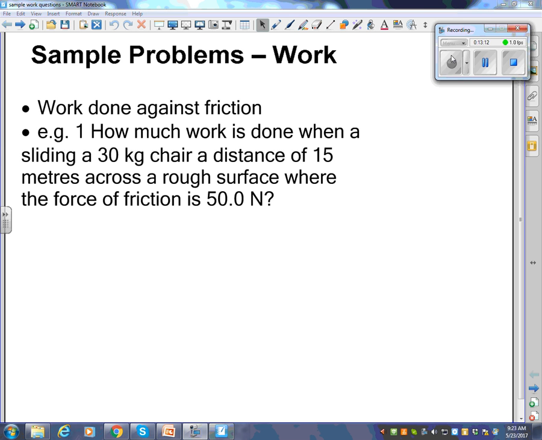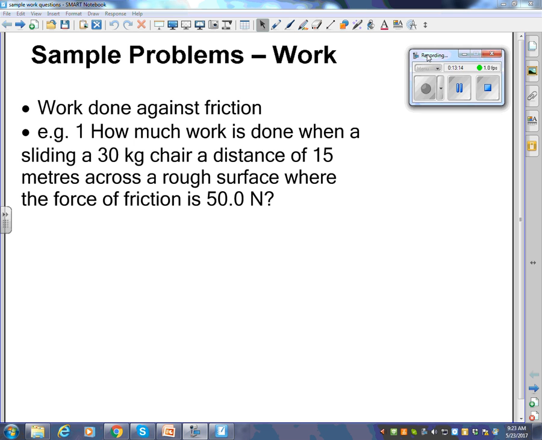All right, so you have these sample questions. These are like incredibly simple problems. Work done against friction. How much work is done when sliding a 30 kilogram chair a distance of 15 meters across a rough surface where the force of friction is 50 newtons?